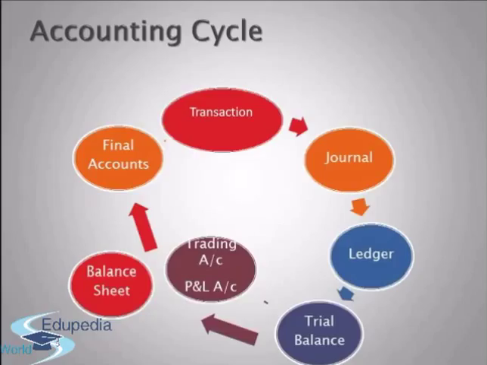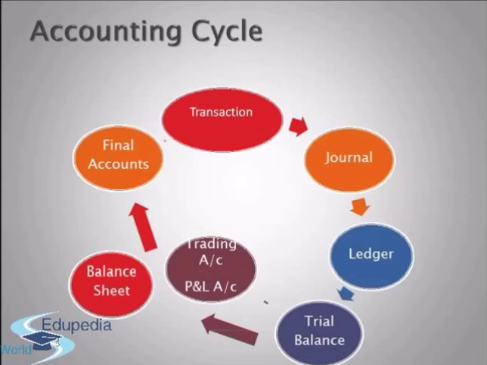So this is how the accounting cycle works. First of all, a transaction occurs, that is we exchange something for money, and thus the transaction takes place. We record that transaction as and when it happens into the journal, and from the journal the transaction is posted in the ledger, and from the ledger the transactions are extracted into the trial balance to check the arithmetic accuracy. Then from the trial balance the balances are transferred into the trading account and the P&L account as well as the balance sheet, and thus we complete our accounting cycle this way.